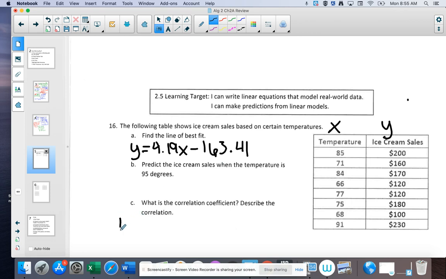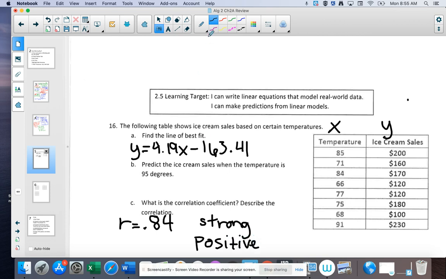So down here, our R, we're going to round it to 0.84. Okay, so since our R is positive and 0.84 is pretty close to 1, we would call this a strong positive. Okay, if it was a negative number, we'd say negative. But since it's positive, we say positive.